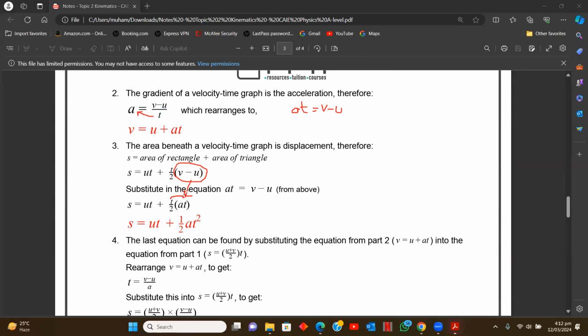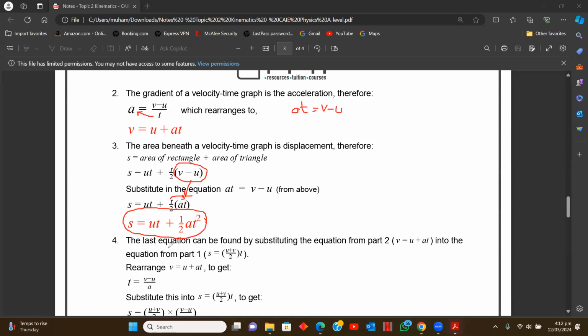This t is going to multiply with this time here, and it's going to become ut plus half at square. So this is another equation of kinematics, the third equation. We got it from here.